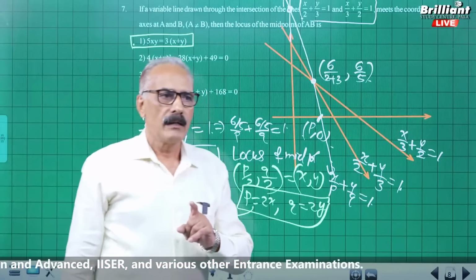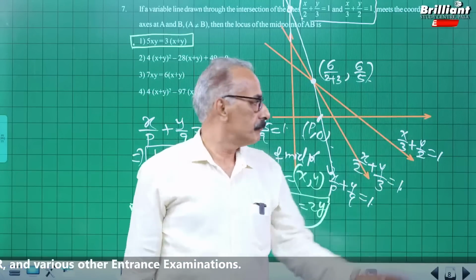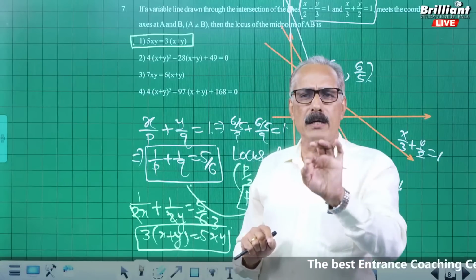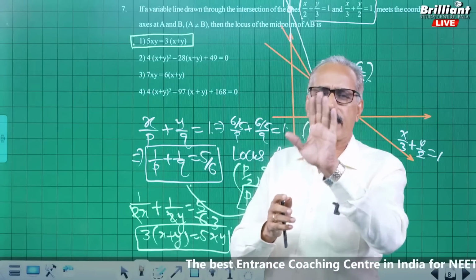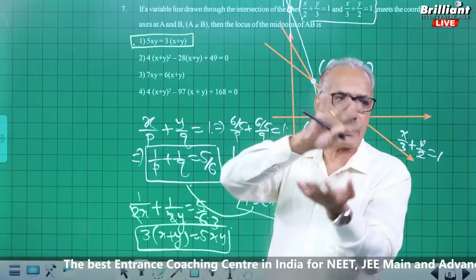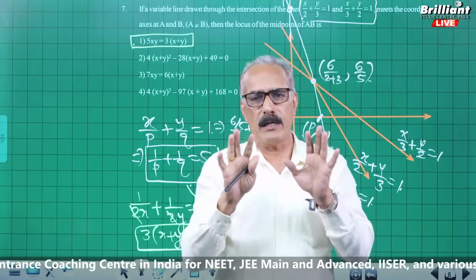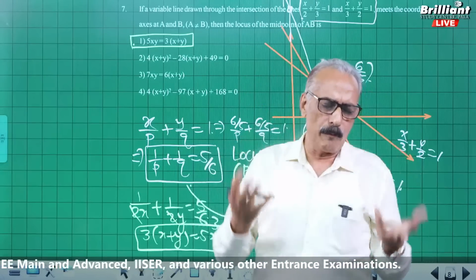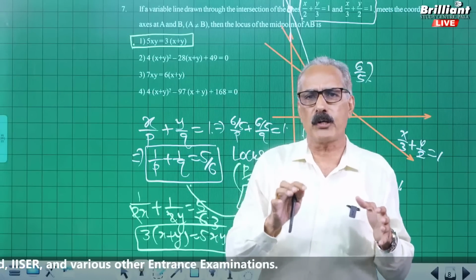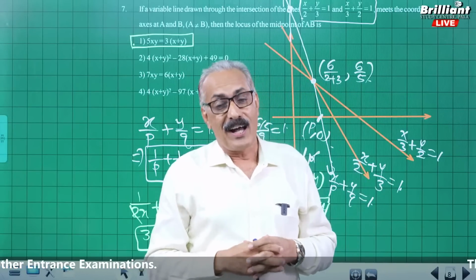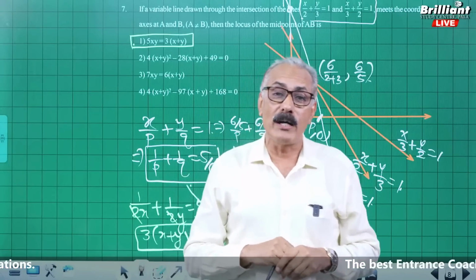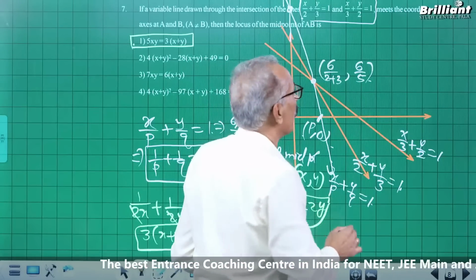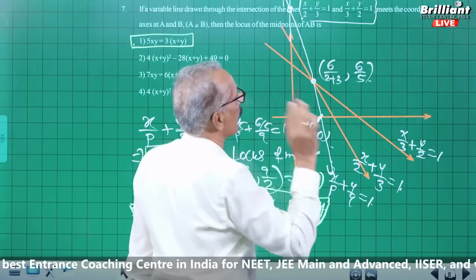Now, one second, the answer in no time. First thing you have to note: x by a plus y by b equal to 1 is the first line. The second line is x by b plus y by a equal to 1, where a and b are interchanged. And there are many lines passing through the point of intersection of these two, and we want the locus of the midpoint of the segment intercepted. Remember this point. When this is asked, I will write the answer in this way.